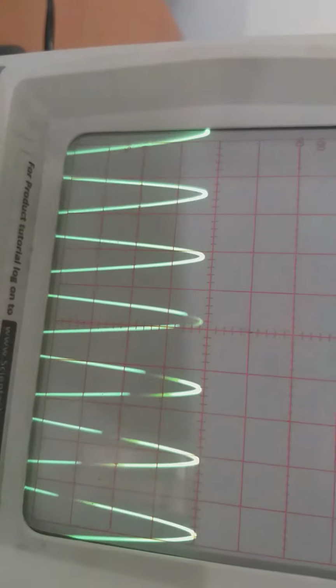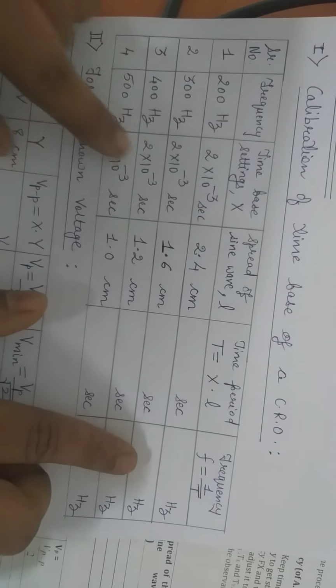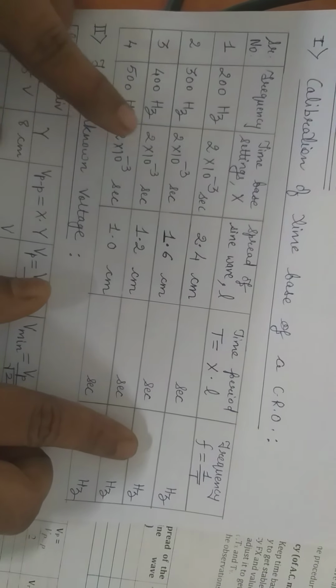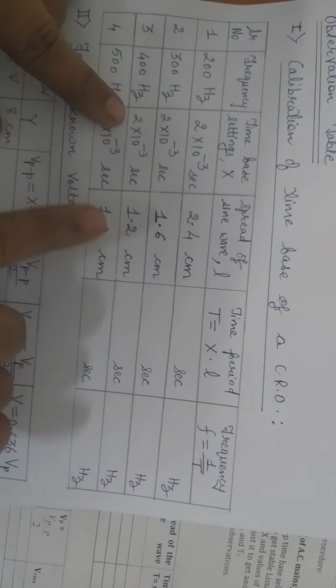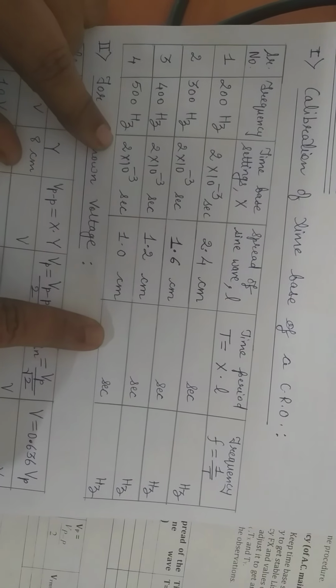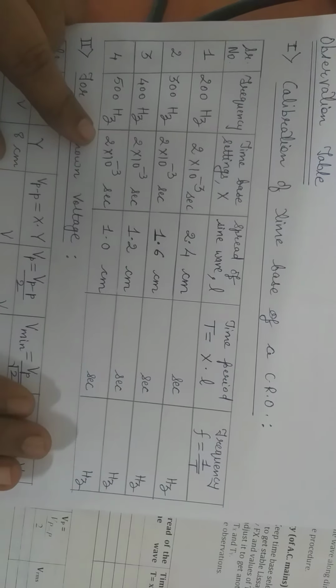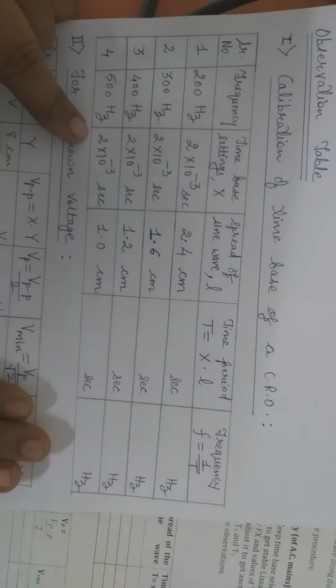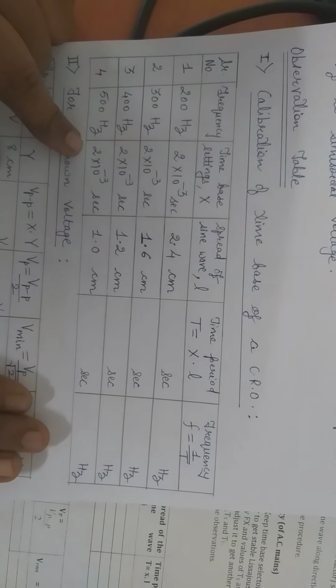Again you will make the calculations of the time period and the frequency. Okay, so in this manner we have to take these various readings. Here you can observe for 400 Hz it is 1.2, and for 500 it is 1 centimeter. So the remaining calculations you have to do on your own. So this is called the first part of a CRO, which is nothing but calibration of the time base of a CRO. Understood this?